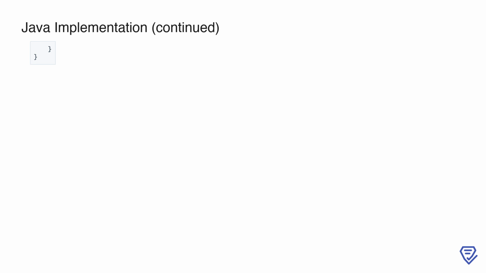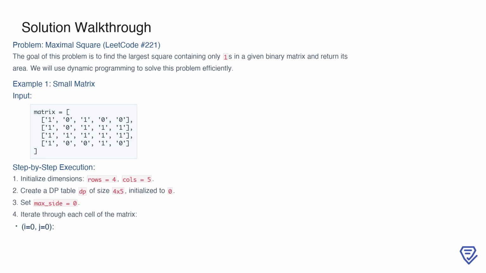This implementation efficiently uses dynamic programming to compute the maximal square in O(m * n) time, where m and n are the dimensions of the matrix, while maintaining a space complexity of O(m * n) due to the DP array. This ensures that the solution is both optimal and easy to understand while handling all possible edge cases effectively. In this problem, our goal is to find the largest square composed entirely of 1s in a given binary matrix and return its area.